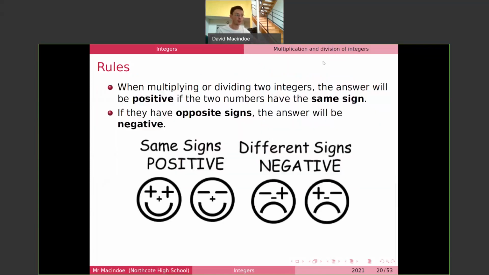So the rule for how it works, if you're multiplying or dividing two integers, the answer will always be a positive number if the two numbers you're multiplying or dividing have the same sign. I've got a little picture here. If you've got both positive or both negative, you're going to end up with this nose here of a positive sign. Happy, right? Same signs, you end up with positive, happy face. If they have opposite signs, whichever way it is, negative, positive or positive, negative, you're always going to end up with a negative sign as your answer. So your answer will come out as a negative number if you've multiplied things with different signs. If you want, you could draw this in your book, maybe at the top of the page, just to remind you how it works.